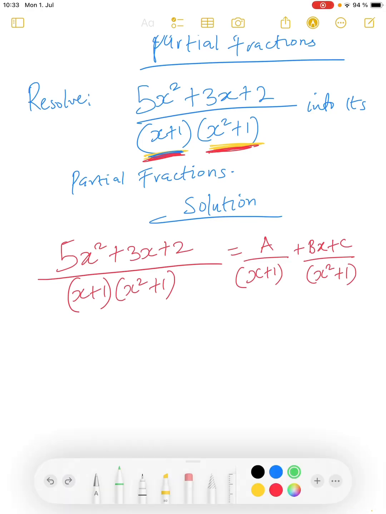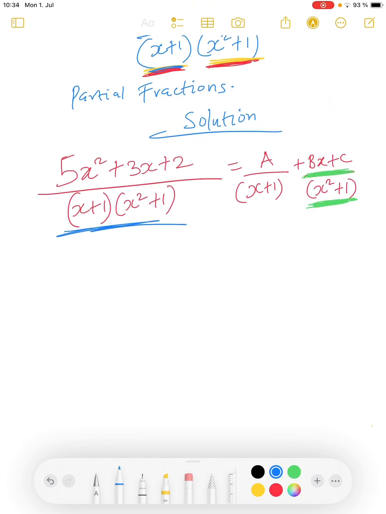So notice the numerator we use here, bx plus c. This is because the denominator is a quadratic factor. Therefore, we are going to use a numerator that is 1 degree less than the denominator. So if we have x squared plus 1, then this one will be bx plus c. If we have x cubed, then we know that this one will be bx squared. So that will now help to resolve this partial fraction.